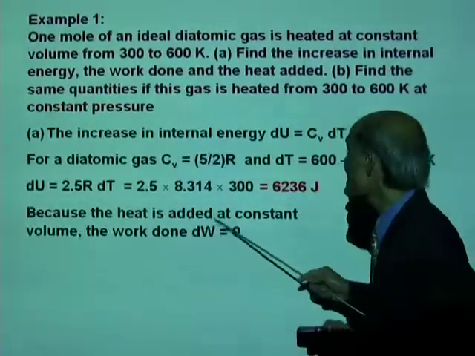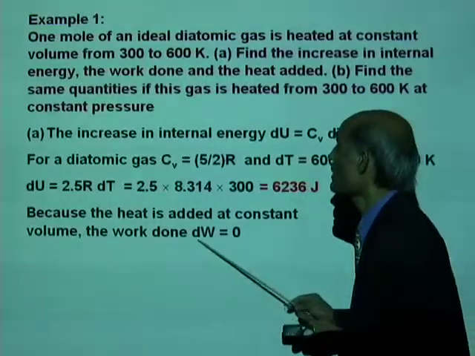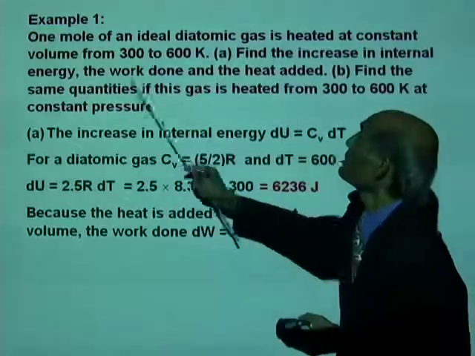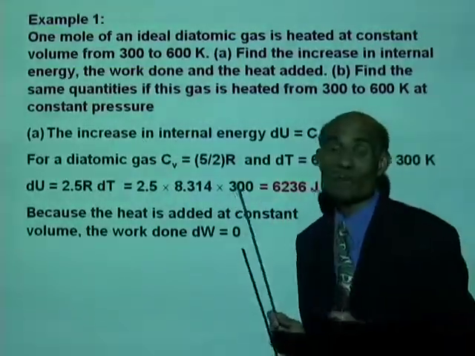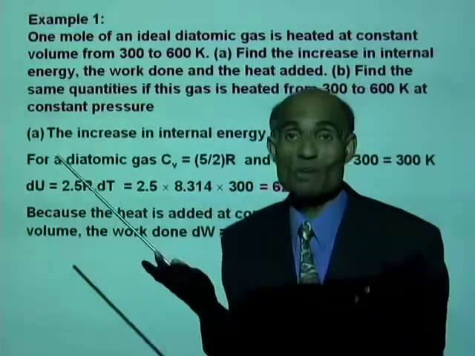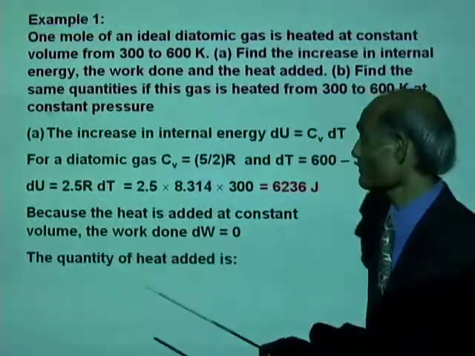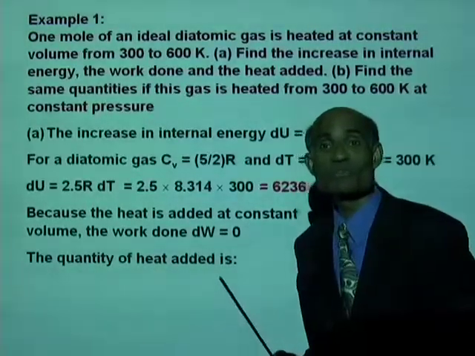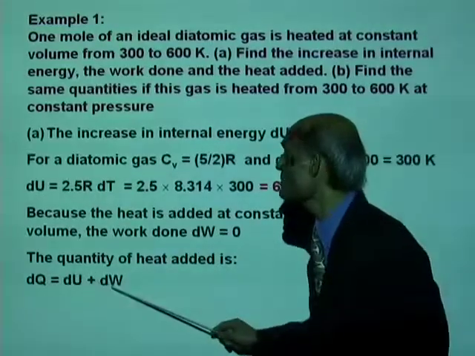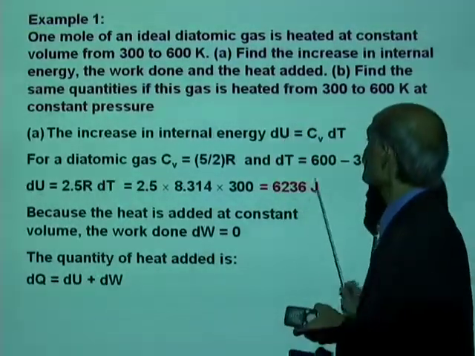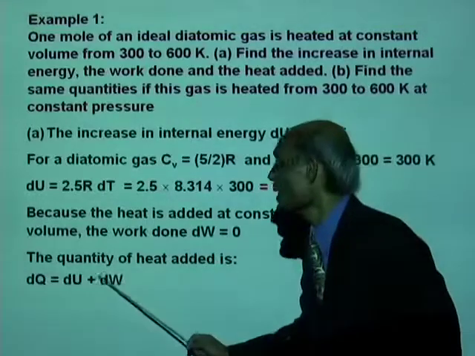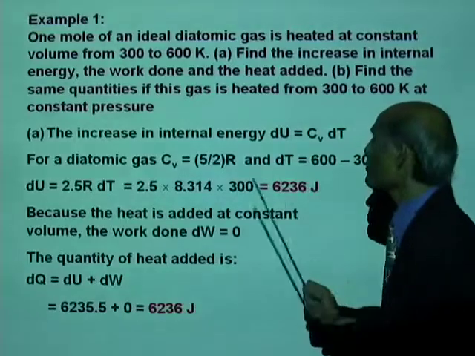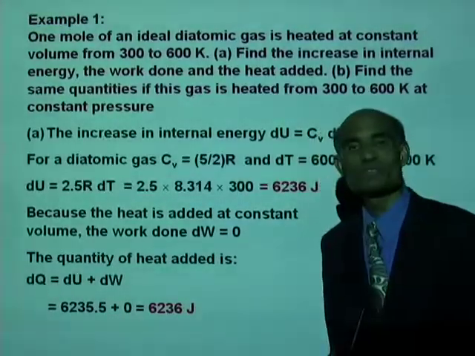What's our B part? Now, because the heat is added at constant volume, the work done dW equal to 0. So we found the increase in internal energy and the work done. Remember, when there is no change in volume, there is no work done. Now, the quantity of heat added, dQ equal to dU plus dW. dU is 6,236 and dW is 0. Therefore, dQ is the same quantity, 6,236.